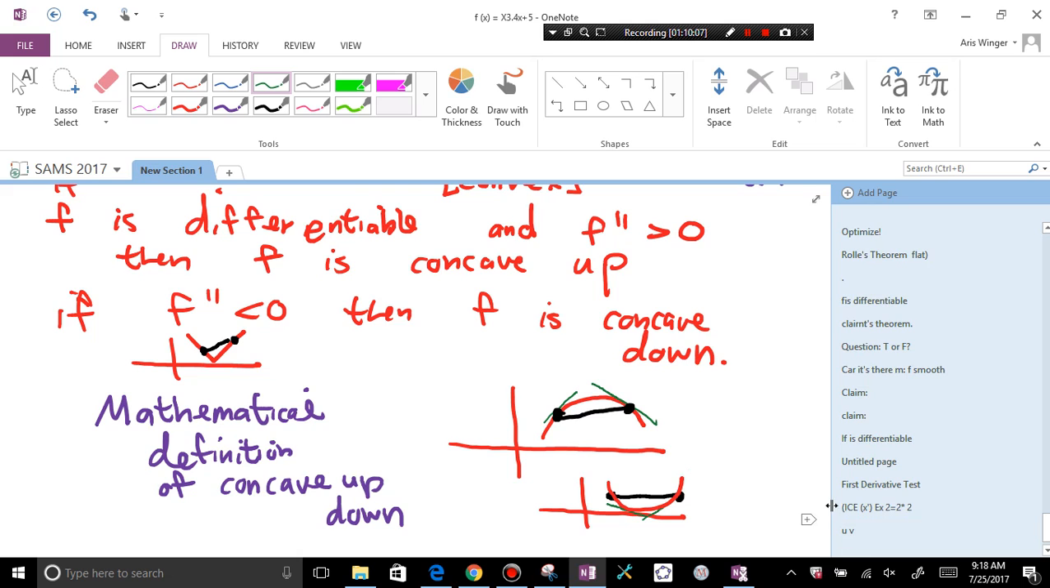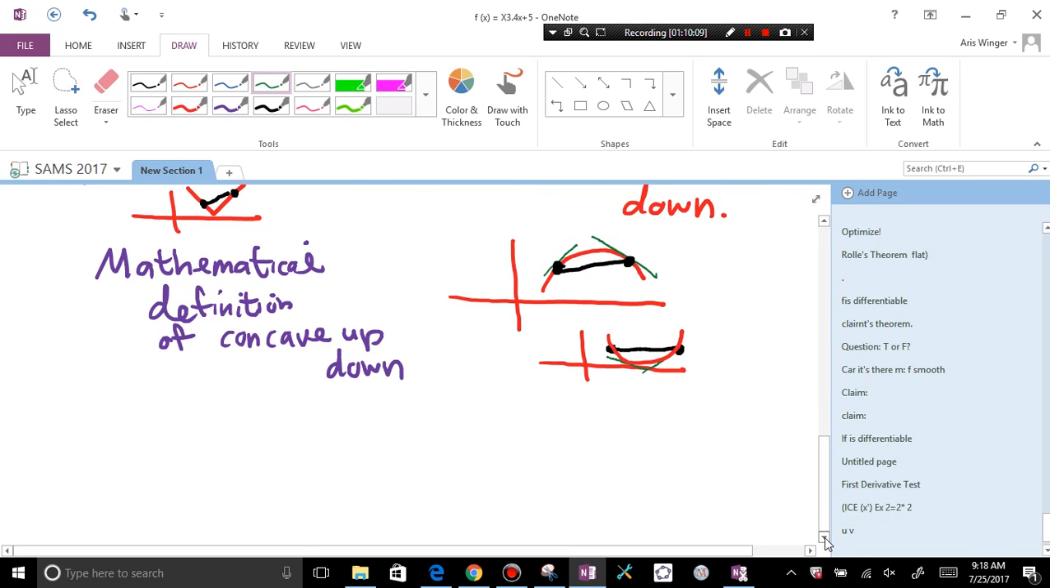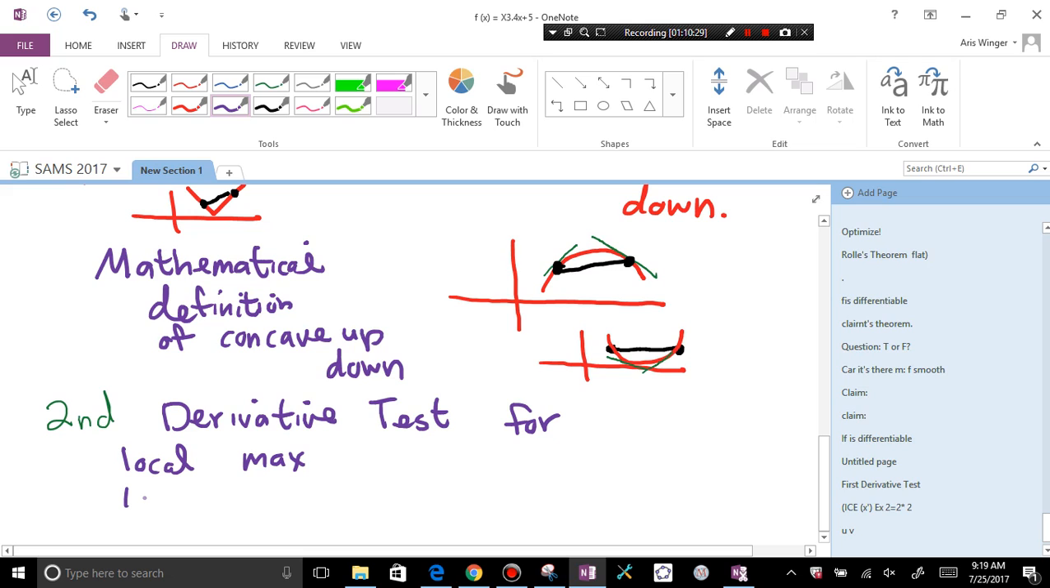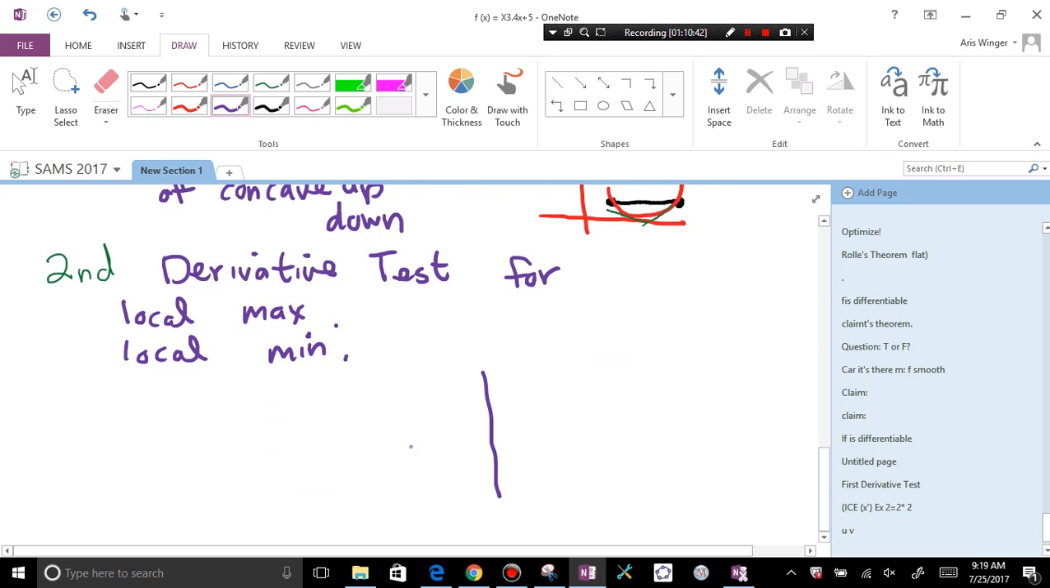We'll have tons of applications for the second derivative. But the first is the second derivative test, for local max. It says this. It says, yo, I'm going to give you a place. Here's F. Here's C. I'm going to tell you you're flat at C.